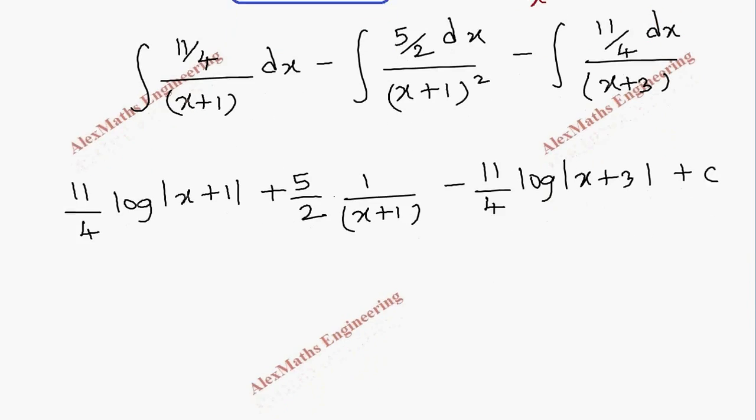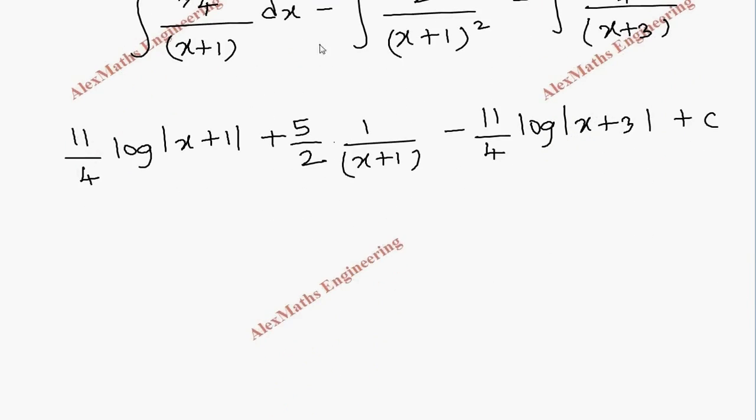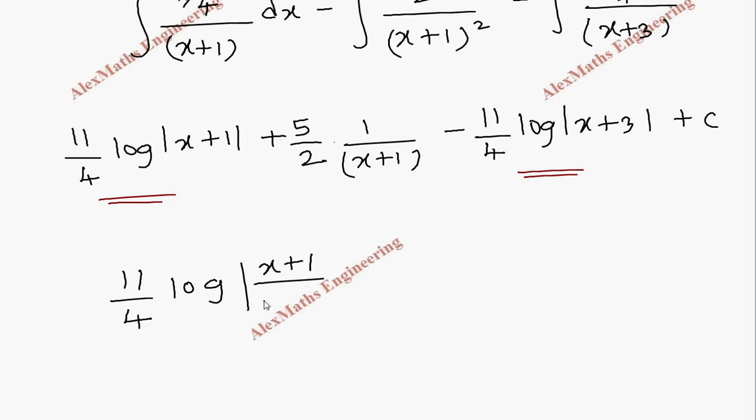Then after this, it is possible to combine the first term and the last term because both have 11 by 4. So let's take 11 by 4 common. Then this will become log a minus log b form. So log a by b, x plus 1 by x plus 3. Then plus 5 by 2 into x plus 1, plus c.